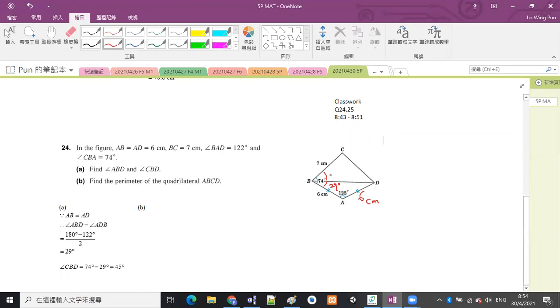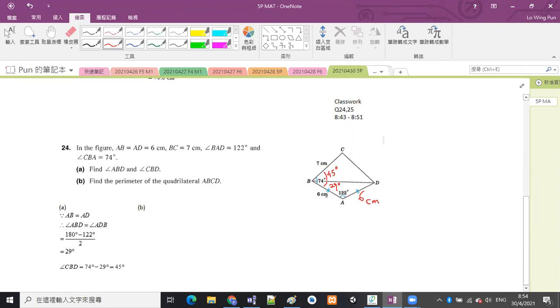CD belongs to triangle BCD. So let's see what do we have in triangle BCD. We just have 7 cm and this angle being 45 degrees, right? We just found this to be 45 degrees. And so we just have two pieces of information only. We are not ready to find the answer yet. Okay, we need one more piece of information in order to find the length of CD. In triangle BCD, we need to get help from BD. That is to get help from triangle ABD.